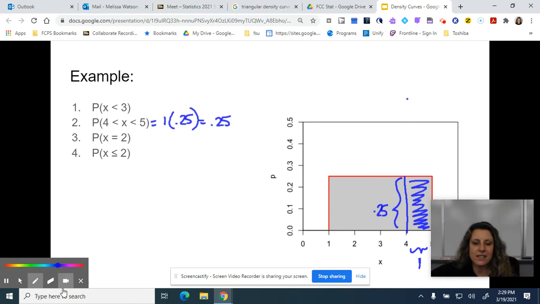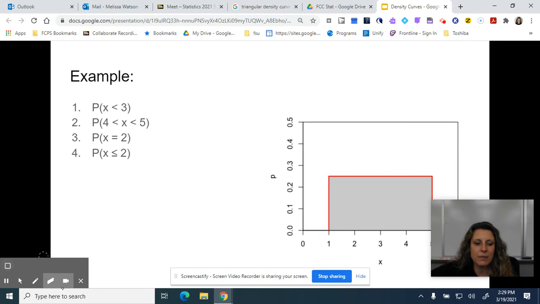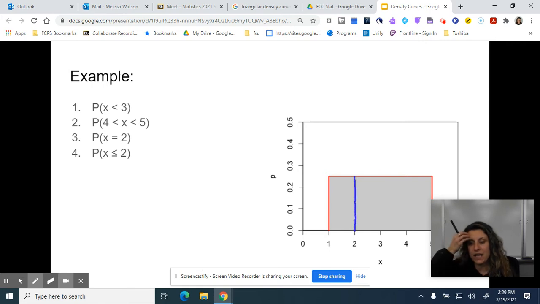Okay, this next example, we're looking for the probability that x equals 2, but on a density curve, we cannot find the probability of a single value because there is no area. Technically, this is just a line, and a line does not have a thickness. It does not have an area. So we would say that this probability is 0.